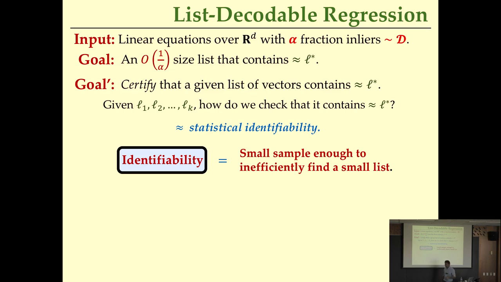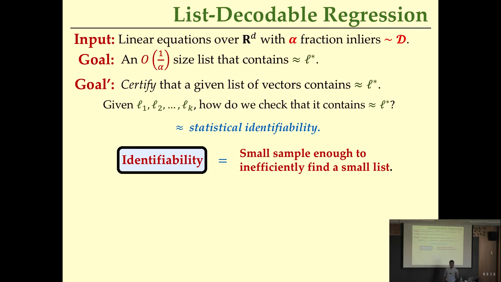Why is that? Well, I'll just look at that sample, go over all possible infinitely many k-tuples of lists, search for all possible certificates over them, and see if there is some certificate that causes my verifier to accept. I know that one of them will actually work, and a bad list cannot be accepted because of the completeness and soundness properties of my certificate verifier. So it gives me identifiability. It establishes that a small sample has enough information to recover whatever I want. So I'm going to focus on this question.